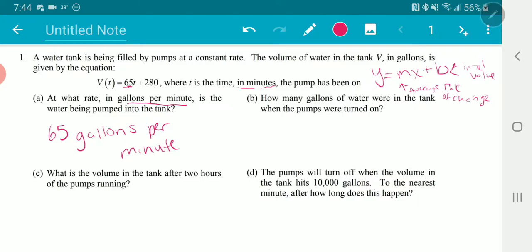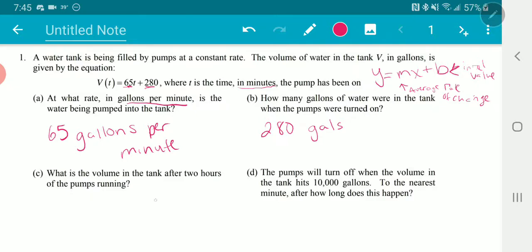For B, it says how many gallons of water were in the tank when the pump was turned on. So when it was turned on, when it started, your initial value. Again, my initial value is just that b. Okay, my b value is just 280. So there were 280 gallons when the pump was turned on. Just getting you to identify these two.